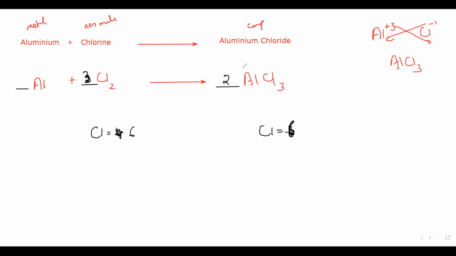This 2 is multiplied with both aluminium and chlorine. So on the right hand side we have 2 aluminium. On the left hand side we should also have 2 aluminium. So what we do, we put 2. So aluminium is also balanced. So this equation is 2Al plus 3Cl2 gives 2AlCl3. Is this equation clear, the balancing part as well as the completion?